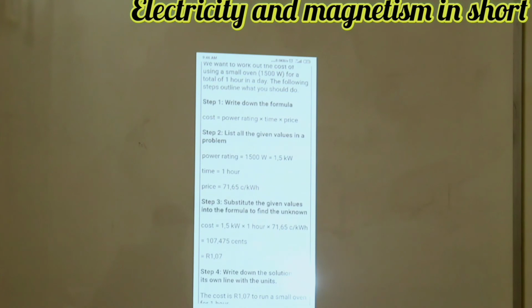So by calculating time, then you can calculate what? The cost, that is power rating. It is given in the question. In this question, that is 1500 watt. And time you can calculate by the energy by power, if the time is not given directly. Then price always will be given in the question paper. So multiplying these three, you can calculate the cost of electricity.